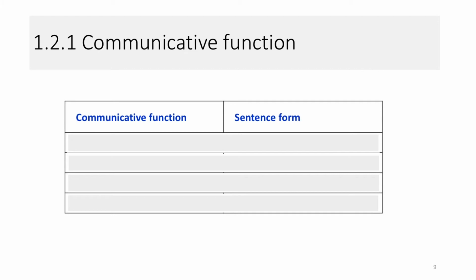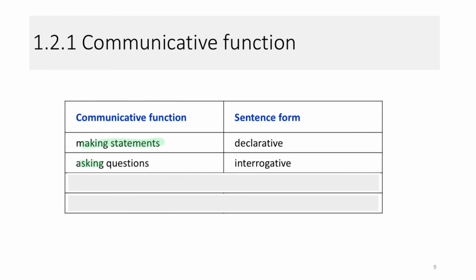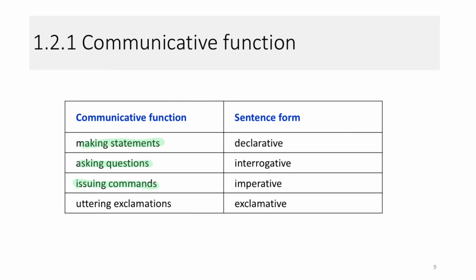Now let's take a closer look at the sentence types. First, let's look at sentence types according to communicative function. Using language to communicate, we are making statements, asking questions, issuing commands, and sometimes uttering exclamations. Sentences that we use differ according to their functions. Basically, we use declaratives for making statements, interrogatives for asking questions, imperatives for issuing commands, and exclamative for uttering exclamations.